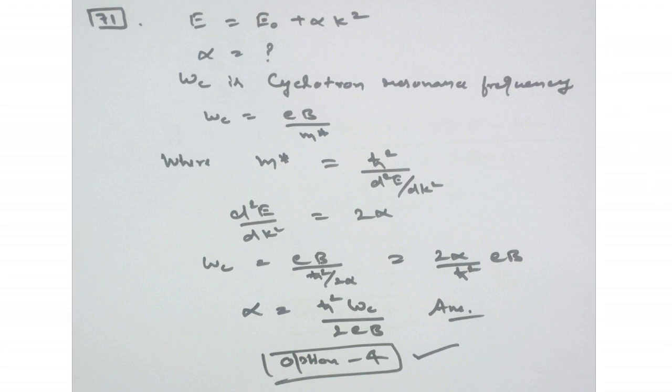And the other thing which is given is omega c, the cyclotron resonance frequency, which is equal to eB upon m star. Here m star is the effective mass, which is equal to h cut square upon d square E upon dk square. Now just take the double derivative of E with respect to k, which is equal to 2 alpha. Now put the value of effective mass, and from this relation we will get the value of alpha, which is equal to h cut square omega c upon 2eB. So that is the right answer, which is option 4.